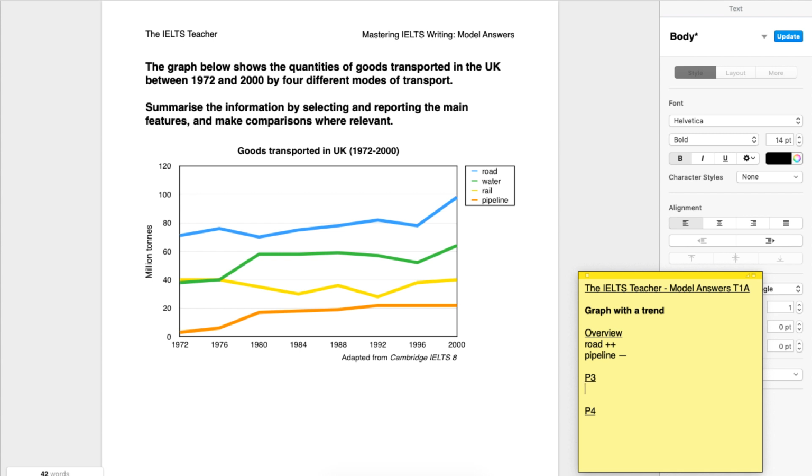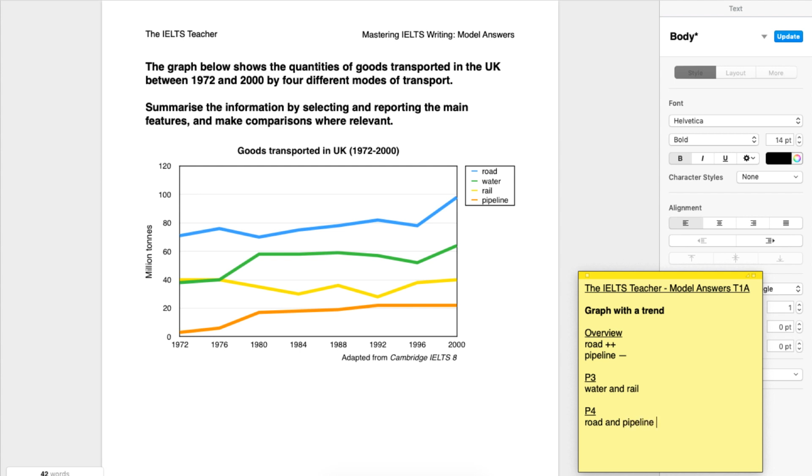In this particular task, I recommend that we do what I just mentioned, which is focus on water and rail to begin with, because they start in the same or very, very similar place, and they are second and third throughout. Yes, they swap over, but they don't become first and last. Whereas road and rail can come in the final paragraph. Sorry, road and pipeline, I meant to say.